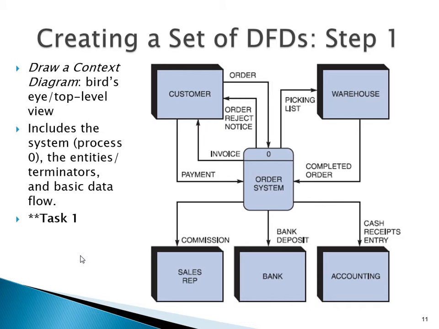Okay, so your first task, task 1, is to draw a context diagram. All right, so pretty simple. Bird's eye view, top level view. Includes the system itself. So what would this be? For your, the TIMS, yes. This would be the TIMS, okay? And these would be your external entities, right? And the basic data flows.